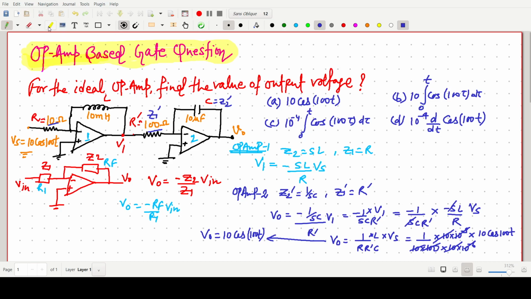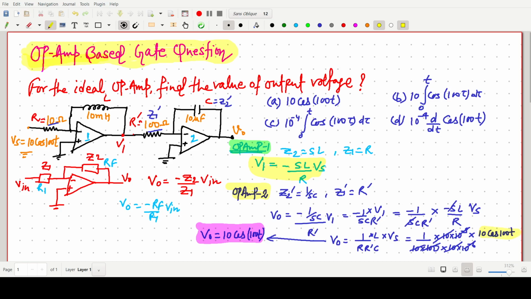Once again, I am highlighting this one. So this one is the output. What we are examining: first, for the input voltage Vs for the op amp 1, we have to calculate the value of V1, that is the output voltage across the op amp 1. Then for the op amp 2, we have to again find by using this concept minus R2 by R1 or minus Z2 by Z1. Then after substituting the values of R1, R2, oh sorry, R dash, L and C dash, we can get this value.